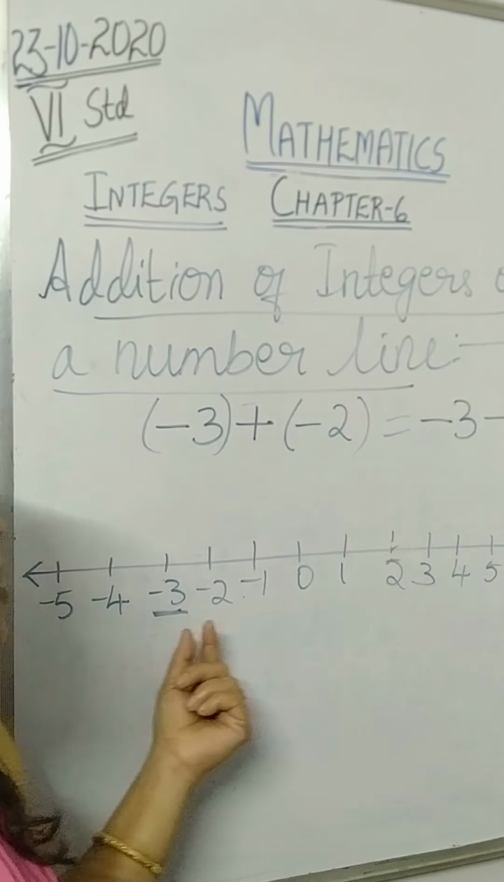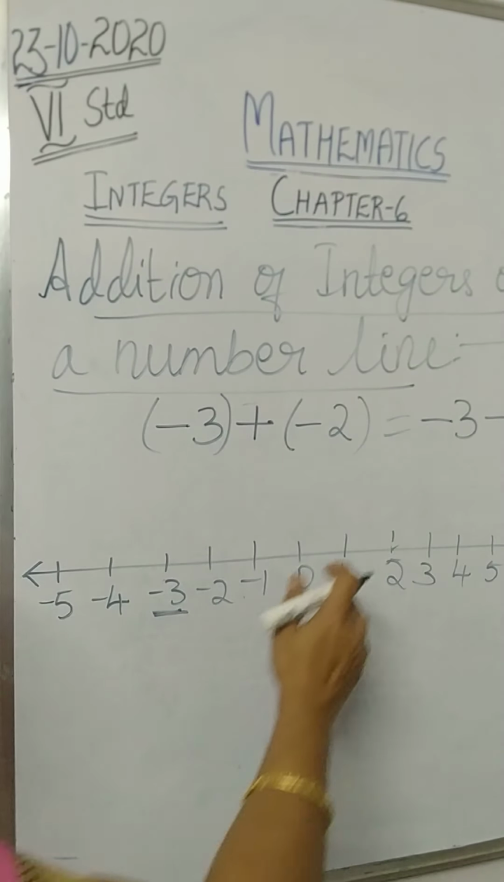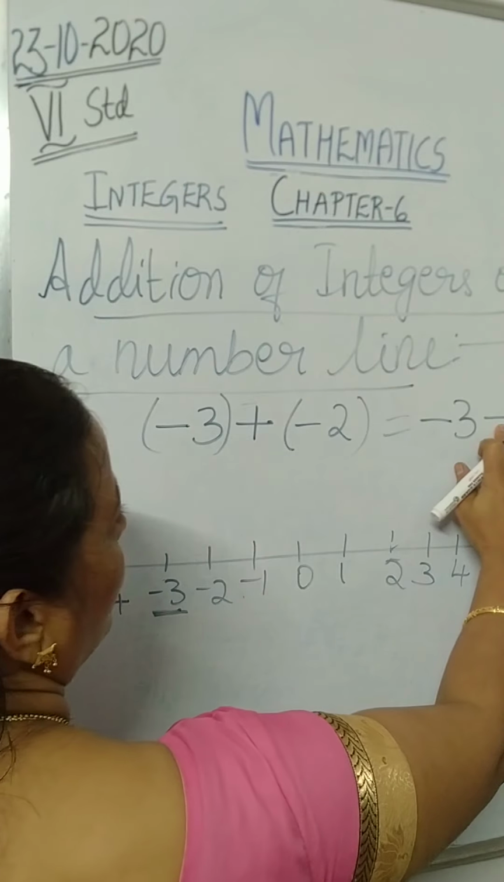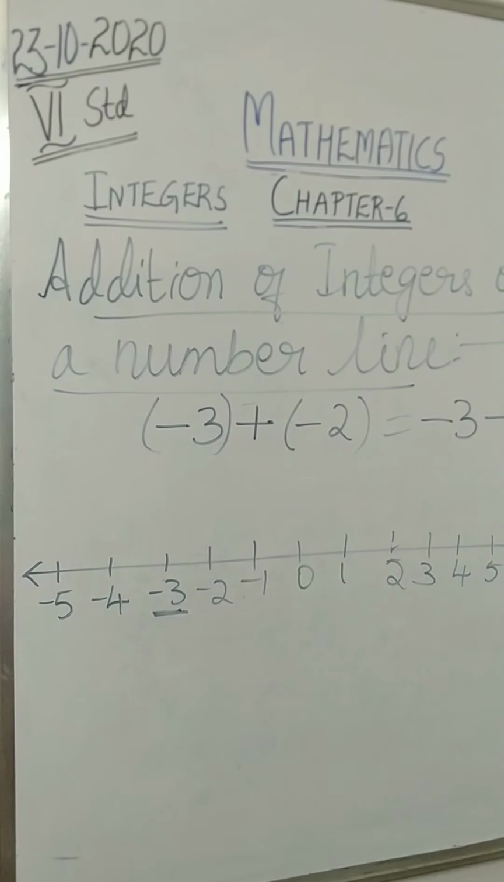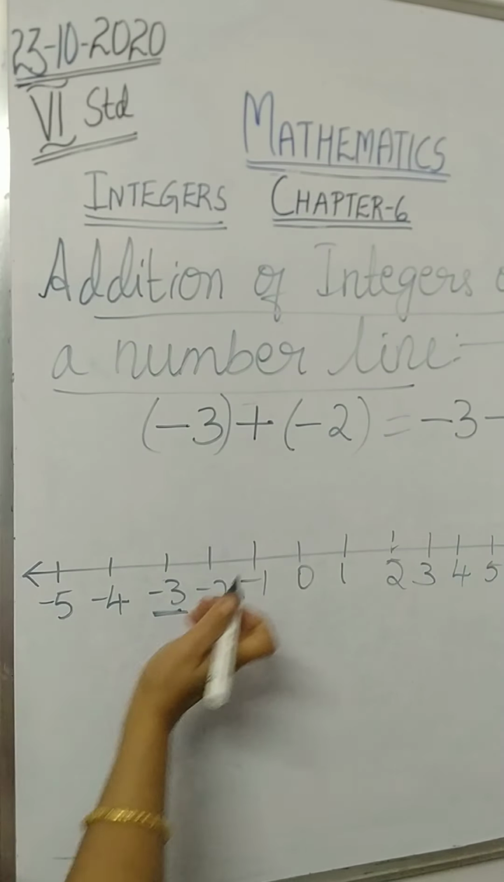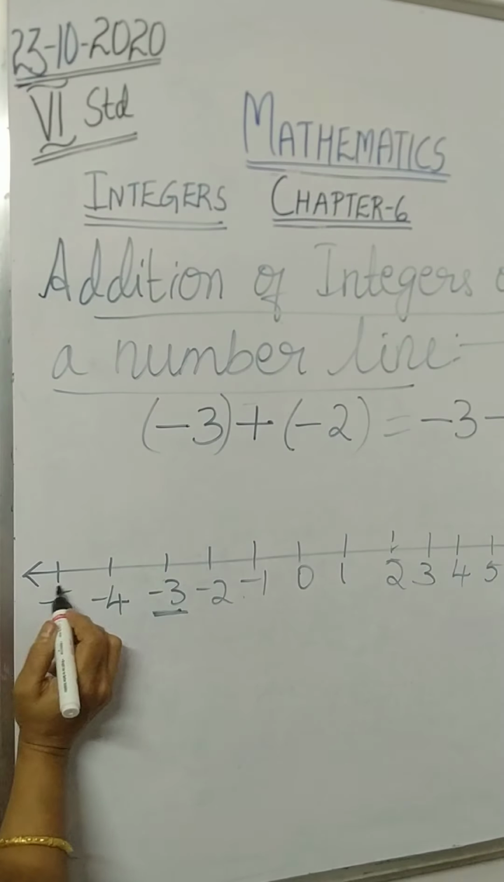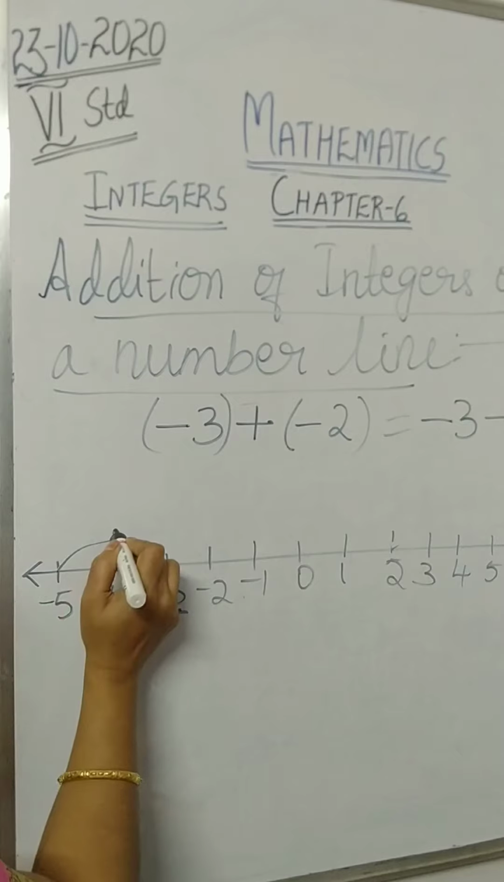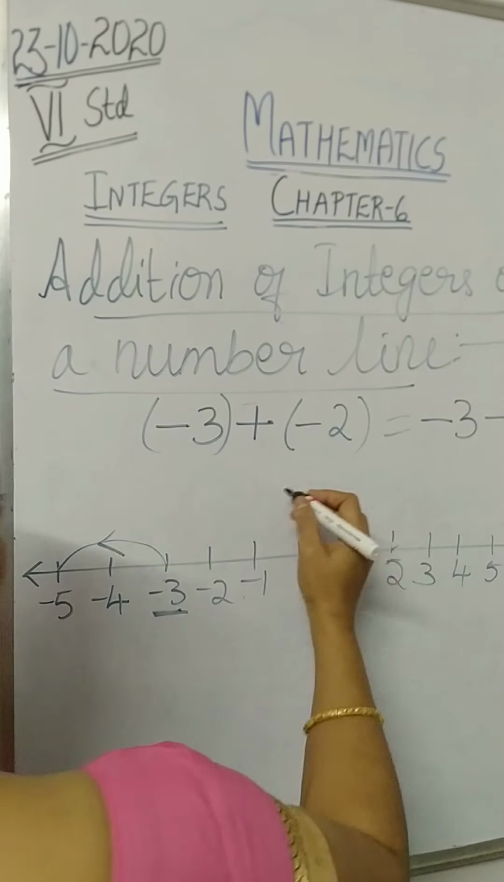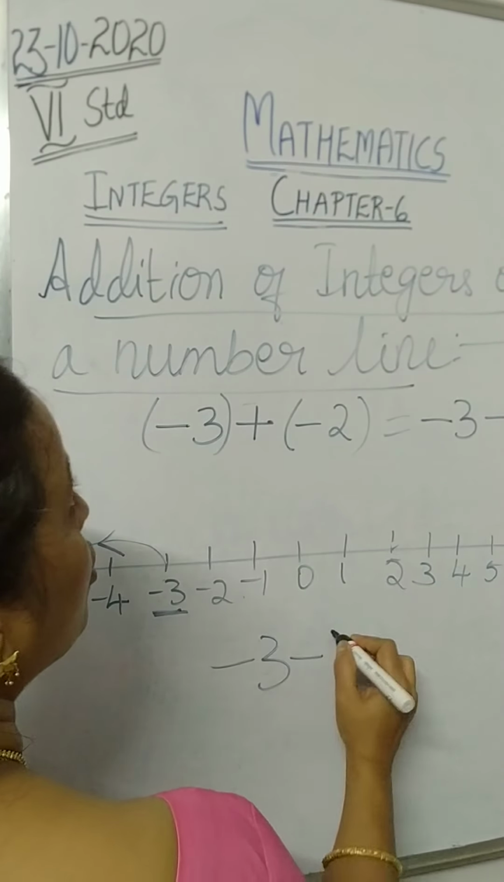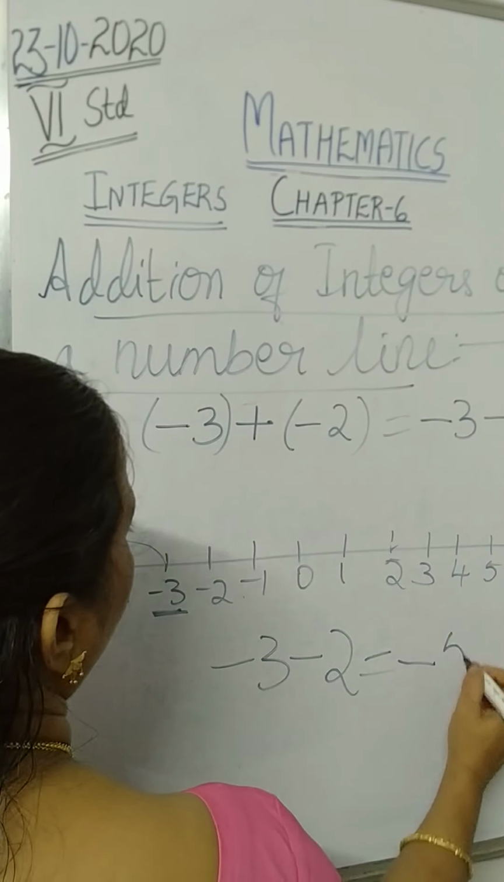Okay. Now minus 3, we have reached here. From minus 3, after that what is the symbol? Minus. So you will have to move back to the left side. How many steps do we have to move? 2 steps we have to move. So 1 here and 2 here. So the number is minus 5. What is minus 3 minus 2? Minus 3 minus 2 is minus 5.